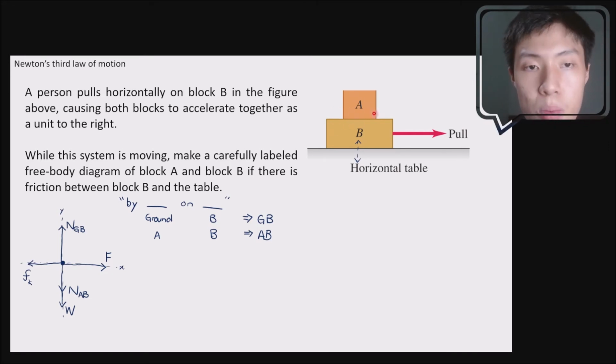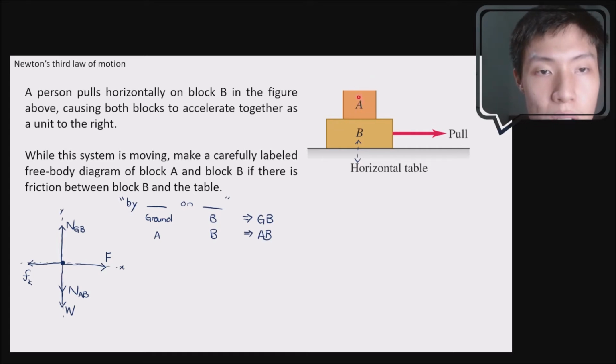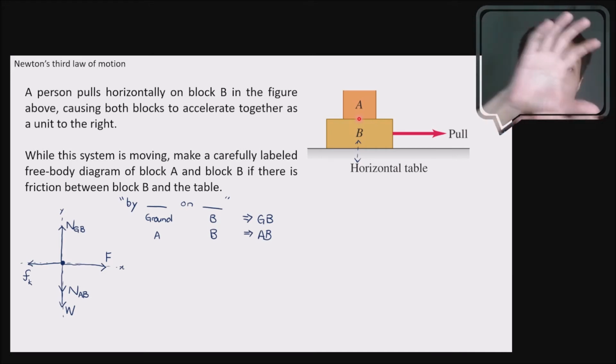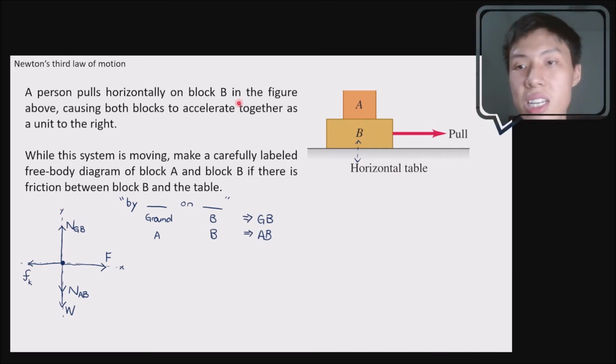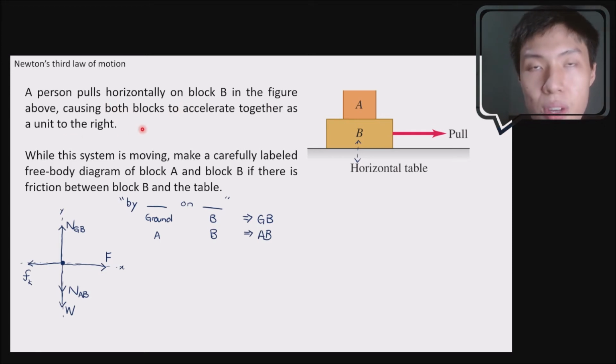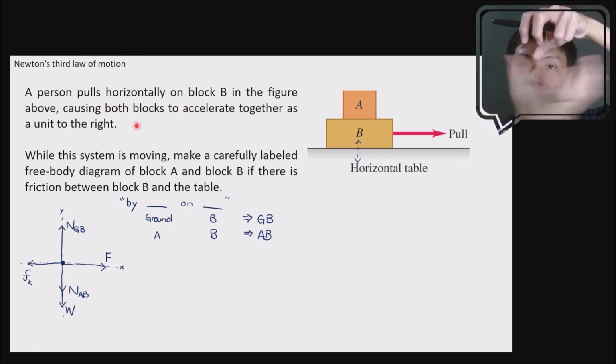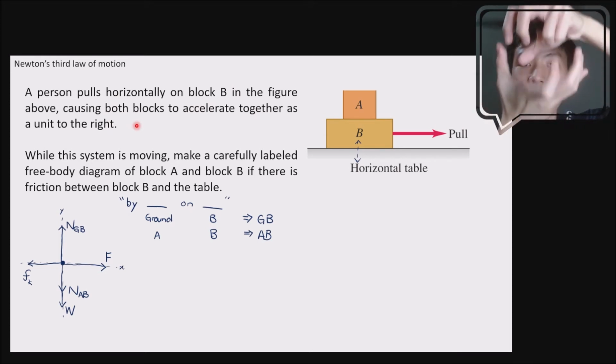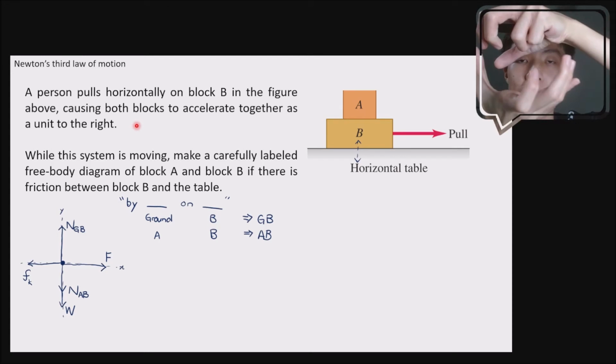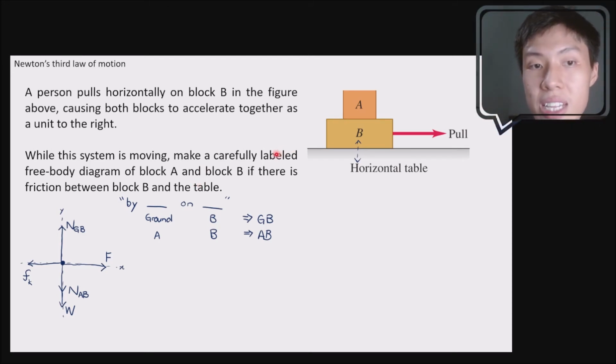Then the next one, we also have another surface, between block A and block B. For this one, it's a bit tricky to determine the direction of friction. But first, let's determine whether it's static or kinetic friction. Between object A and object B, do you see any sliding? Well, both blocks are accelerating together as a unit. So there's no B sliding across A, there's no A sliding across B. A and B move together as a unit. If A and B move together as a unit, you should expect there's no sliding in between block A and block B, and since there's no sliding, it should be static friction.